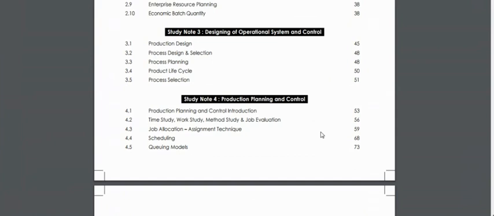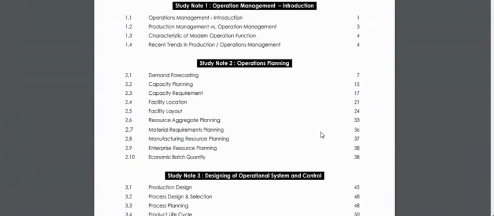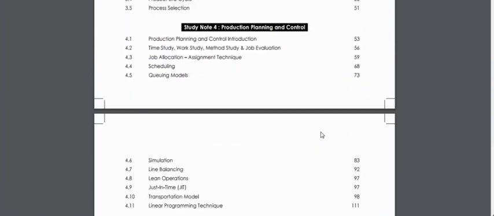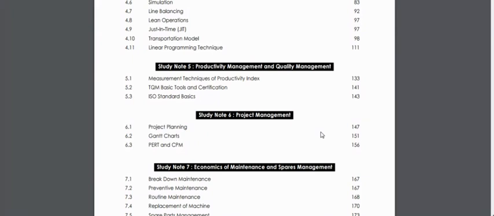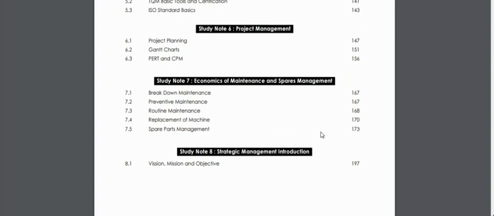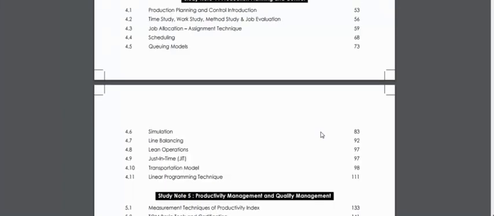In the operations management part, the first study note is operation management introduction. Then we have operation planning, designing of operational system and control, production planning and control, productivity management, project management, and economics of maintenance. We have seven study notes for operations management. Study note 8 is a separate part for strategic management. So we will start with study note 4, which is production planning and control.